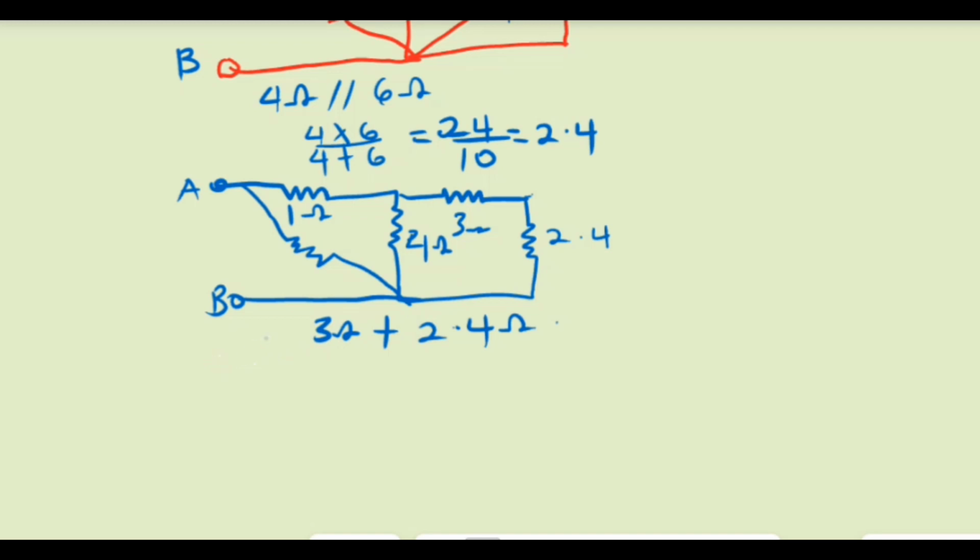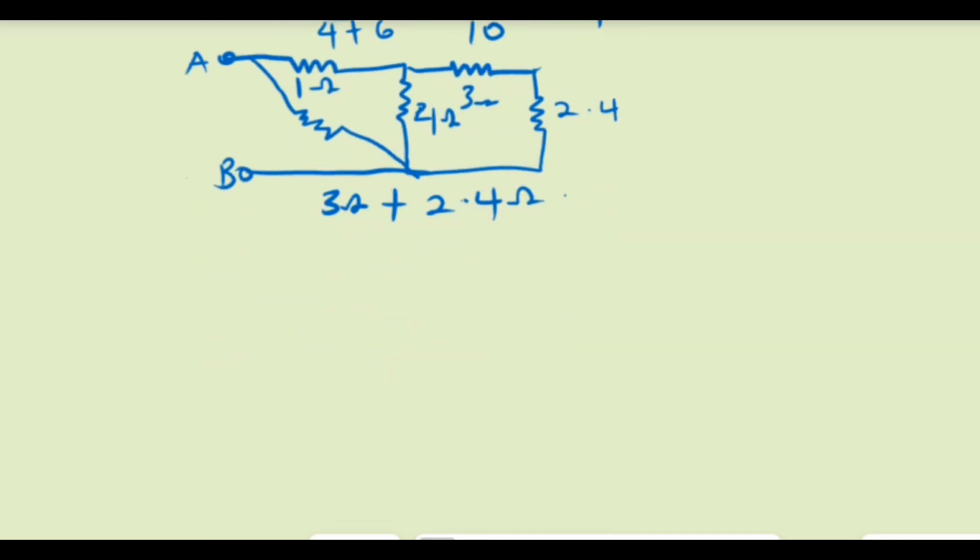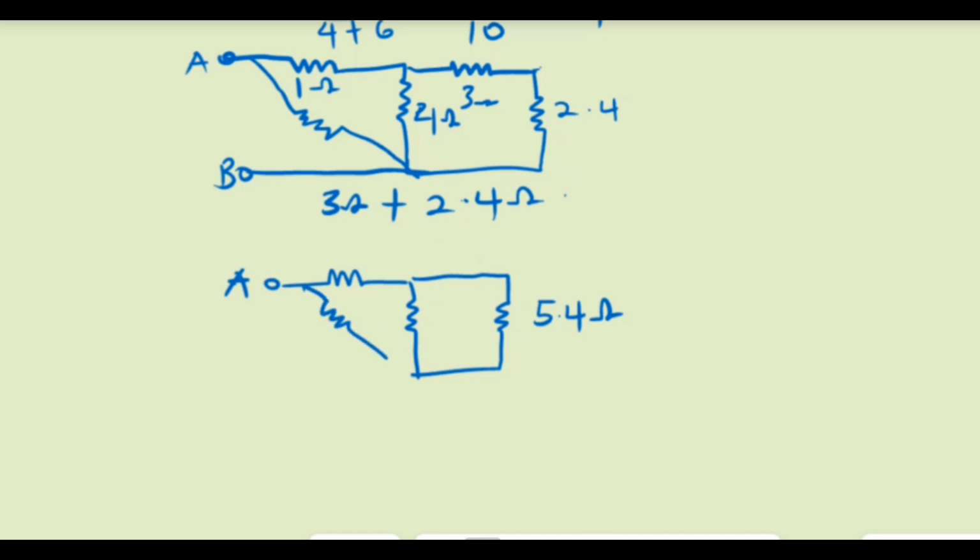That one will combine and you get a more simplified circuit as our A, then our 1 will come here, and the whole of this will be a single branch of 5.4 ohms from this simplification. Then this one will join this side to this, then we move to our B.